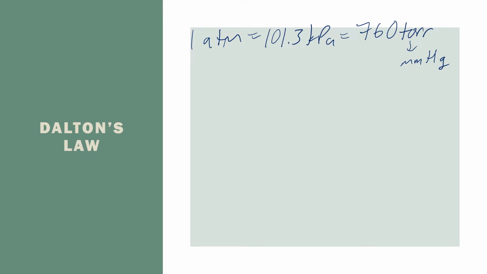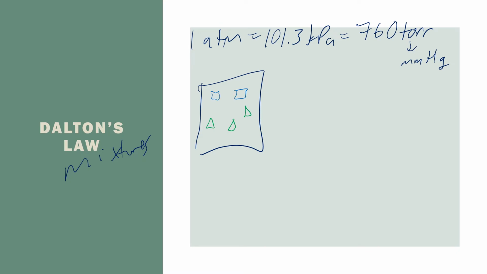Dalton's law has to do with mixtures of gases. So Dalton studied these gases and their gas pressure, and he figured out that if you have a mixture of different gases, each gas will affect the pressure proportionate to the number of moles of the gas in the container. So if I have a 50-50 mix of gas triangle and gas square, they would each contribute half of the pressure because each one has half of the moles.